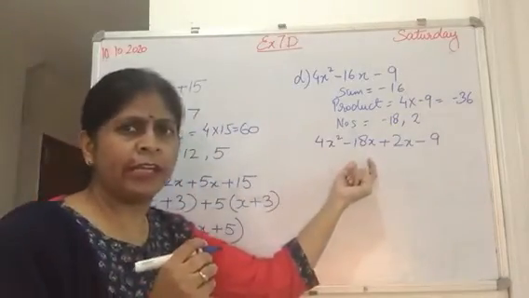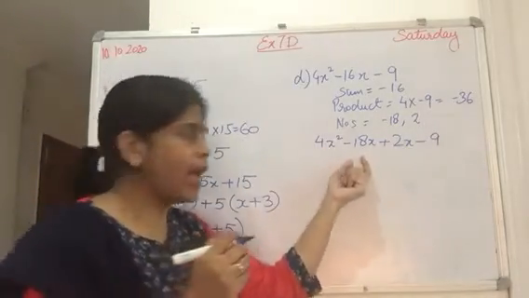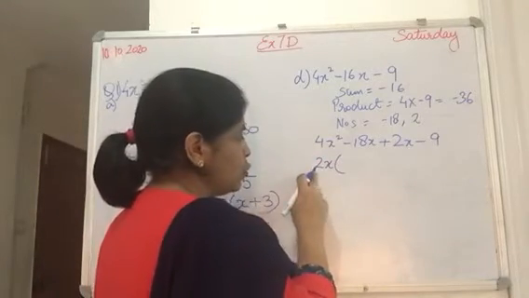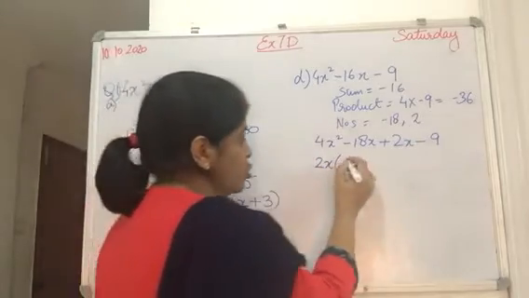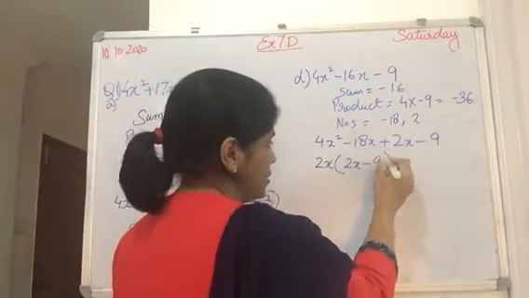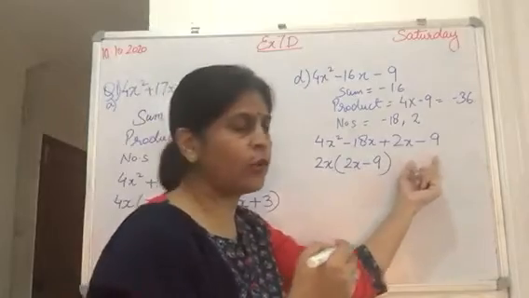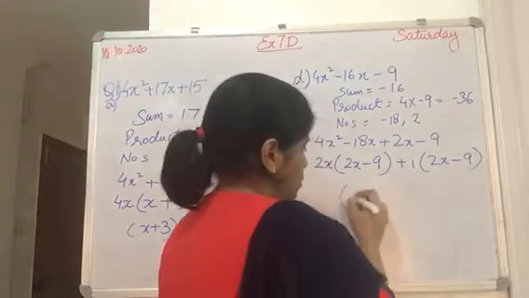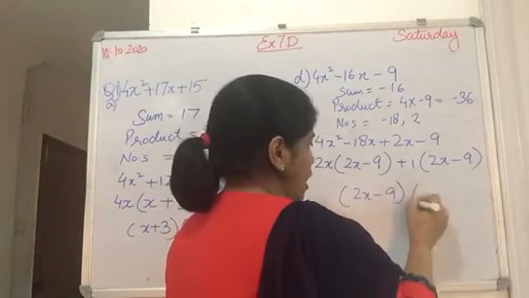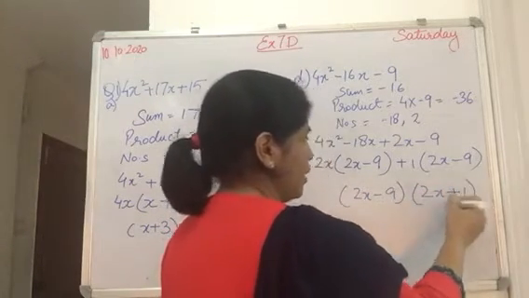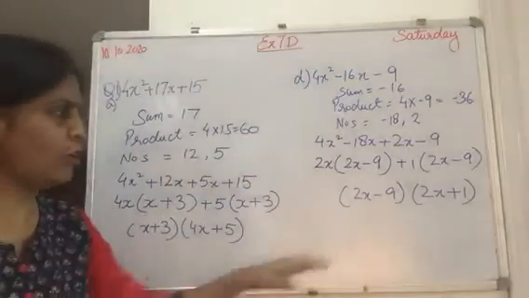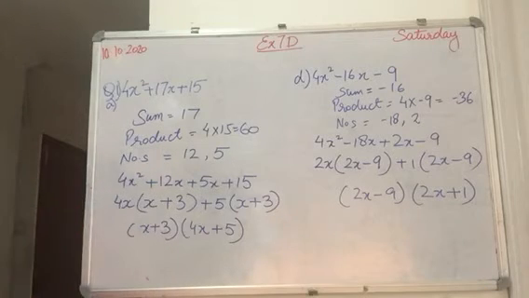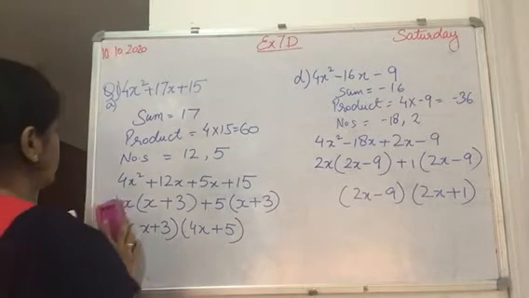Now 4 and 18 come in 2's table. Yes? And x is also common in that. So 2x will be taken common. In 2's table, how many times 4 come? 2x minus 9. And here nothing is common, so we take 1. So 2x minus 9 and 2x plus 1. This is the answer of this question. Clear?